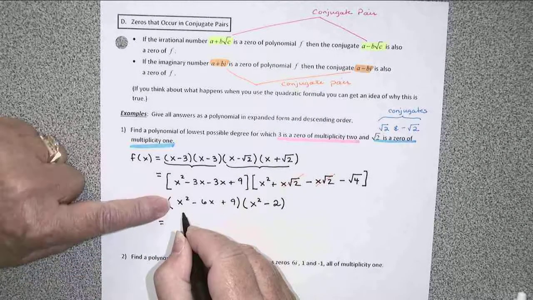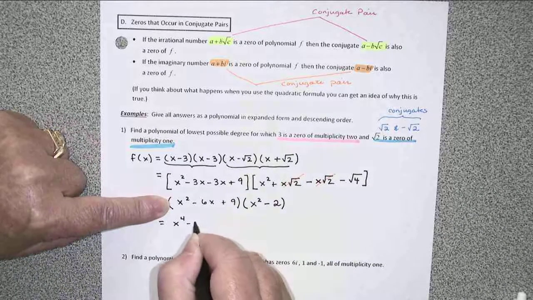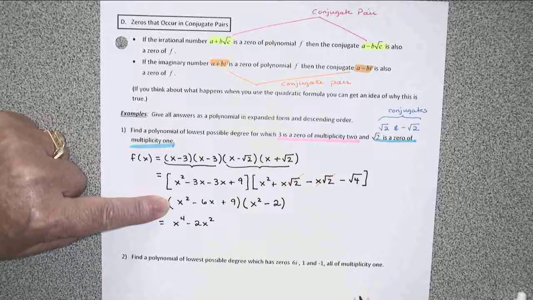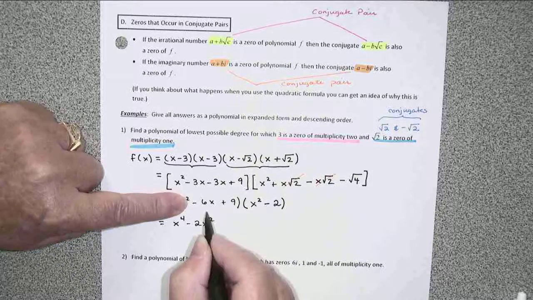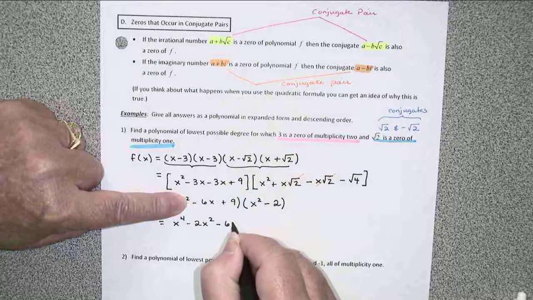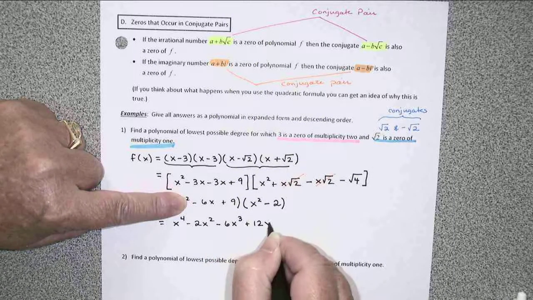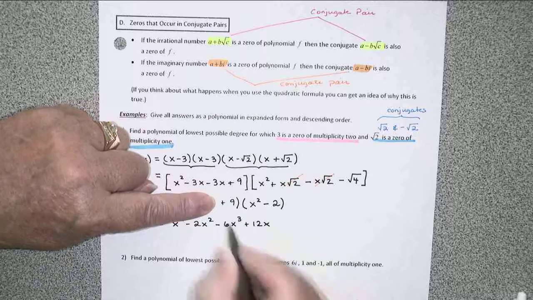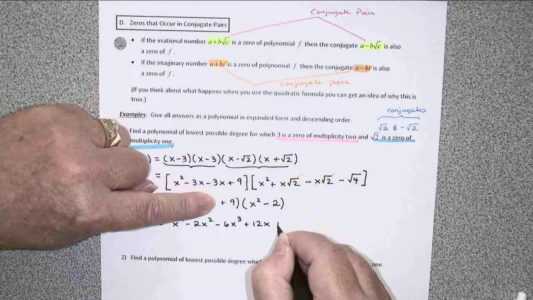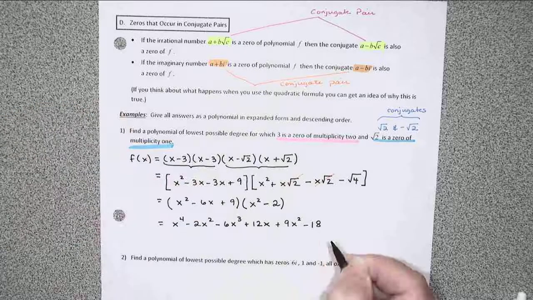So I'll start by distributing the x squared. X to the fourth minus 2x squared. Next, I'll distribute the negative 6x. Negative 6x cubed plus 12x. And then finally, I'll distribute the 9, plus 9x squared minus 18.